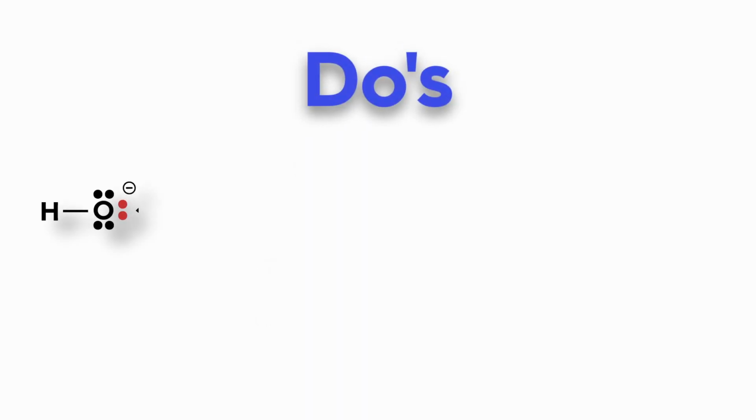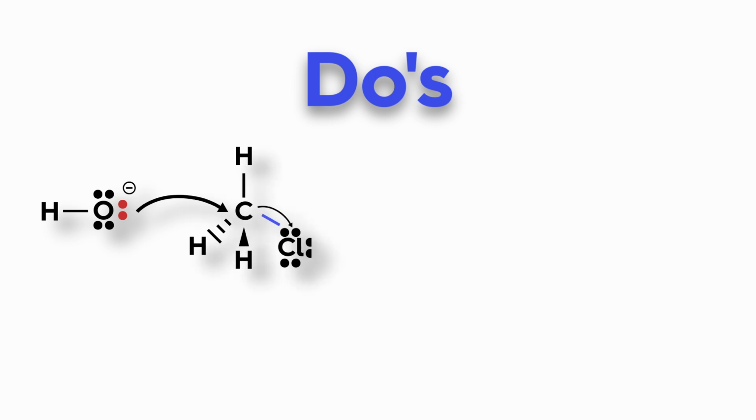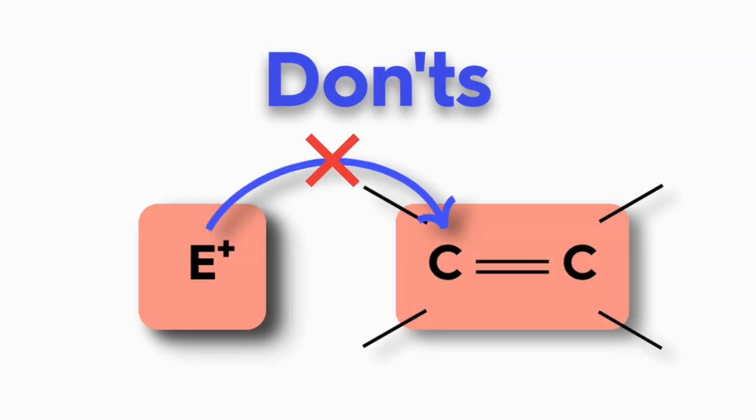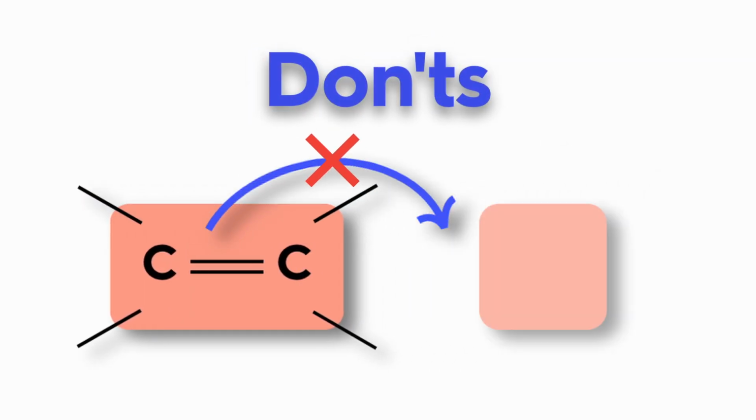Let's make that concrete with quick do's and don'ts. Do start arrows only at places that contain electrons. Do land them on an atom to make a bond or lone pair, or in the bonding region to form a bond. Don't start at a positive charge and don't point to nowhere.